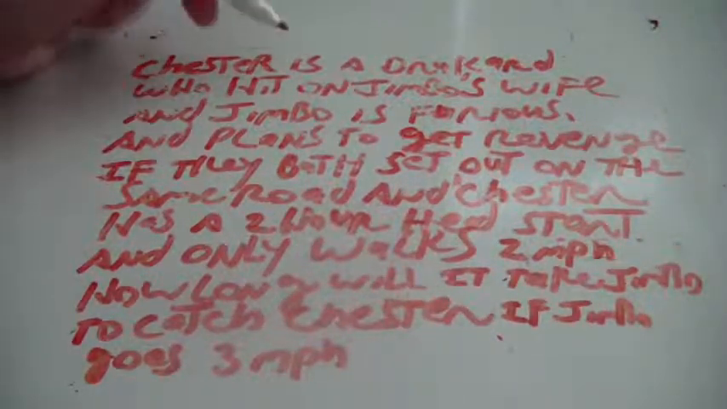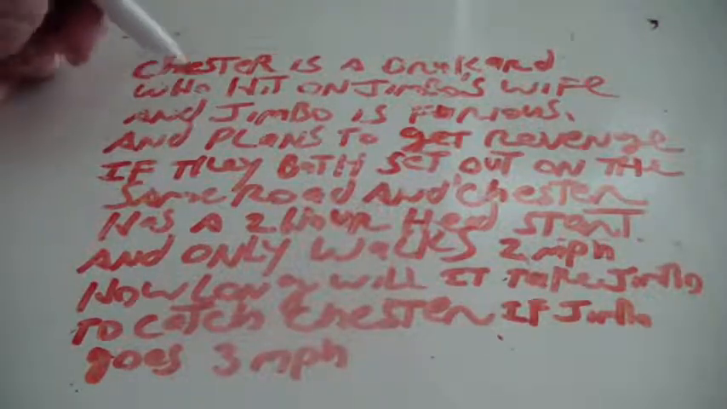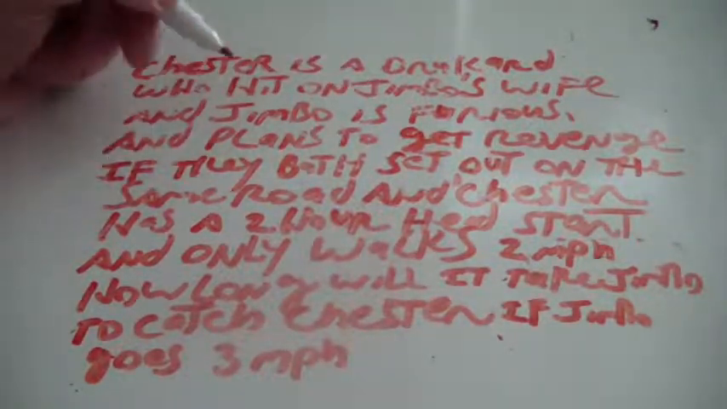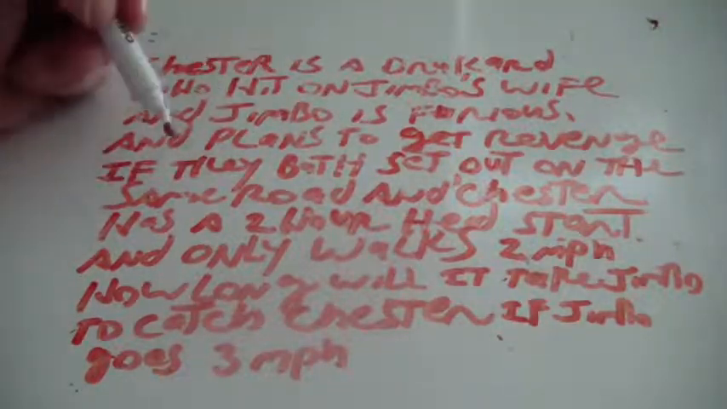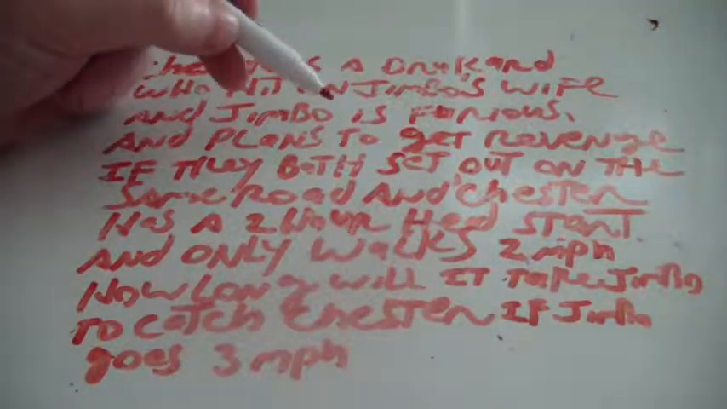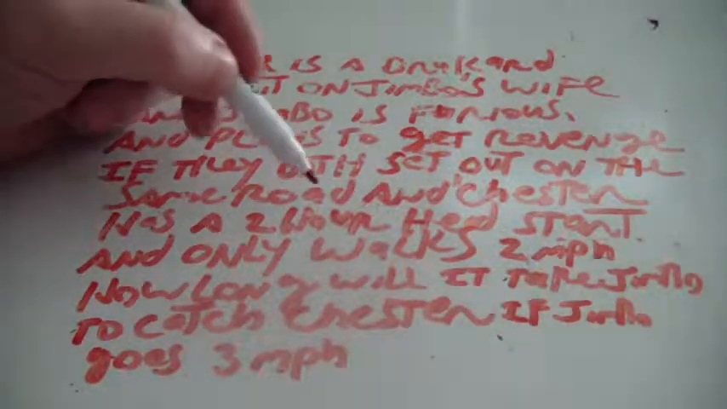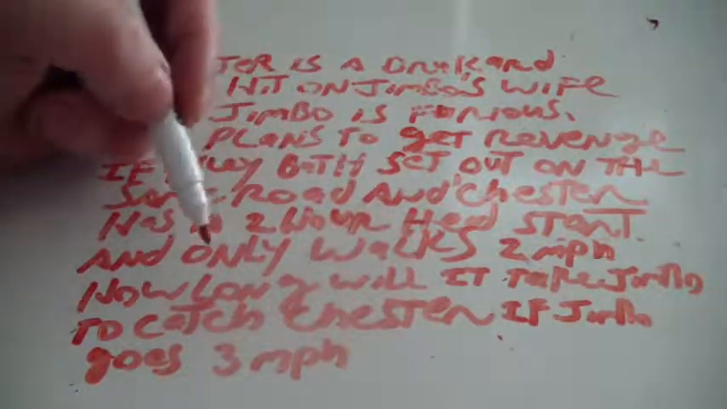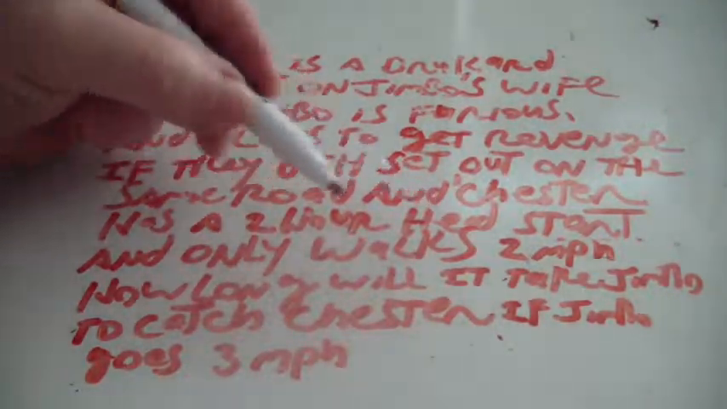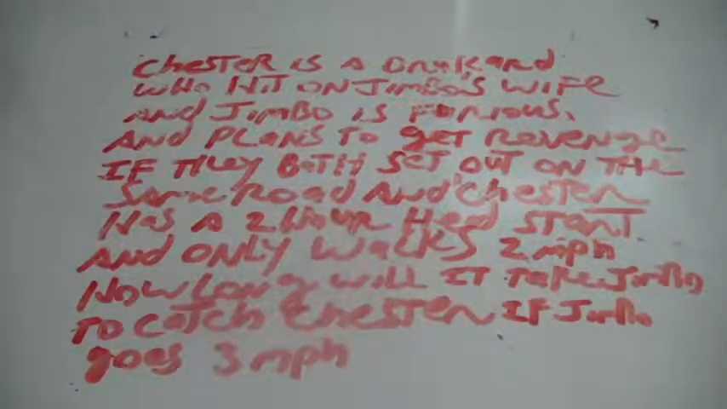Now it reads, Chester is a drunkard who hit on Jimbo's wife, and Jimbo is furious. And he plans to get revenge. If they both set out on the same road and Chester has a 2-hour head start and only walks 2 miles per hour, how long will it take Jimbo to catch Chester if Jimbo goes 3 miles per hour?